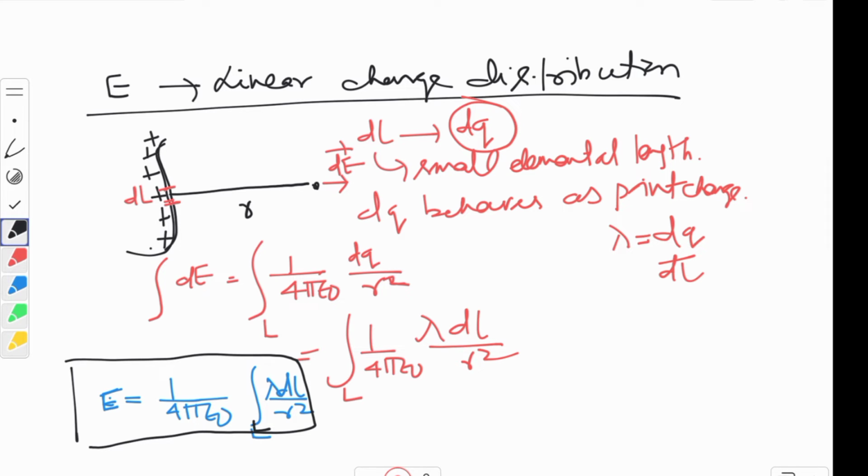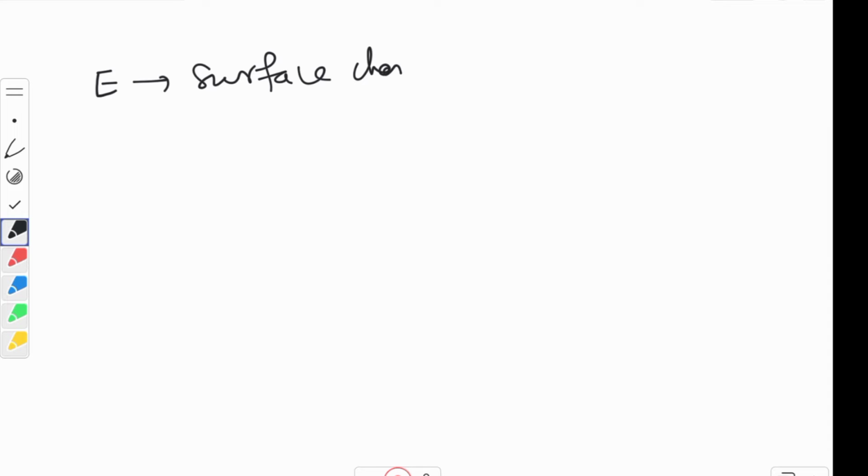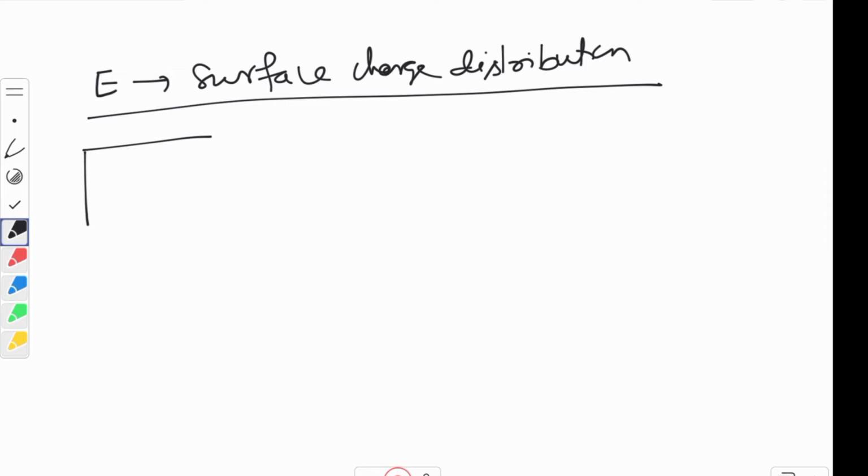Now we'll see what is the electric field intensity due to surface charge distribution. We have to find out E, the electric field intensity due to surface charge distribution. Then how to find it out? See, we'll consider a surface like this, and over the surface these charges are distributed continuously. Then we have to find out the electric field intensity at this point. Suppose this is your point P.